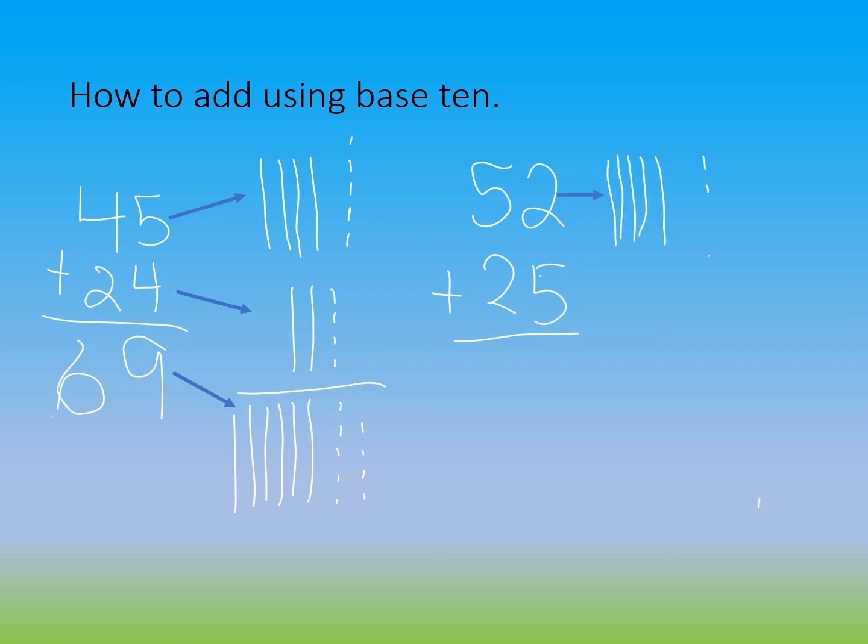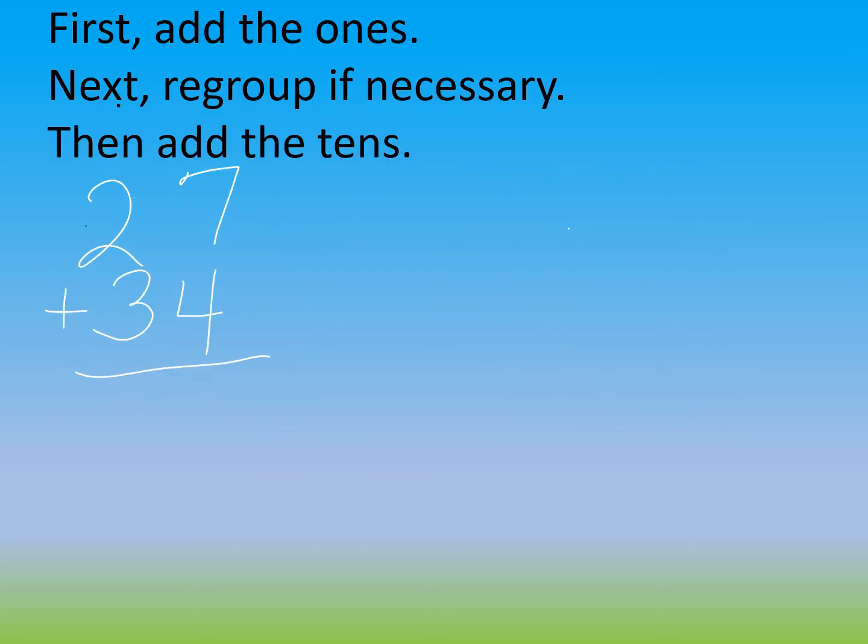Our next equation is 52 plus 25. Let's draw 2 ones and 5 tens plus 5 ones and 2 tens, which is 25. The first thing we'll do is add our ones. You always add your ones first. We have 7 ones on this problem, and then we'll add our tens. We have 7 tens. Let's check our equation. 2 plus 5 is 7. 5 plus 2 is 7. Wow, that's really easy.